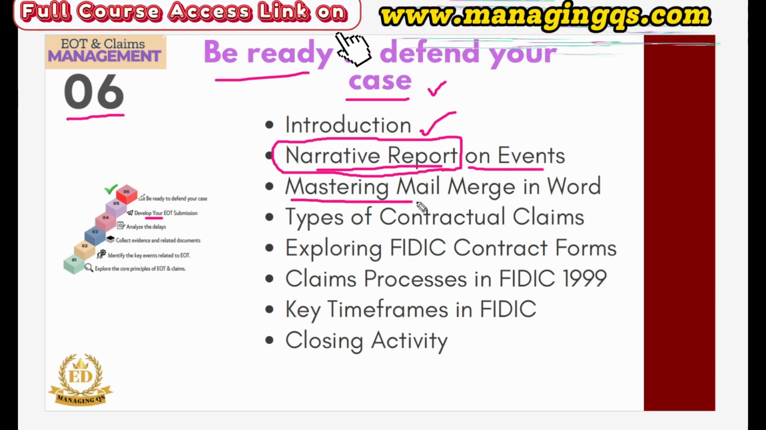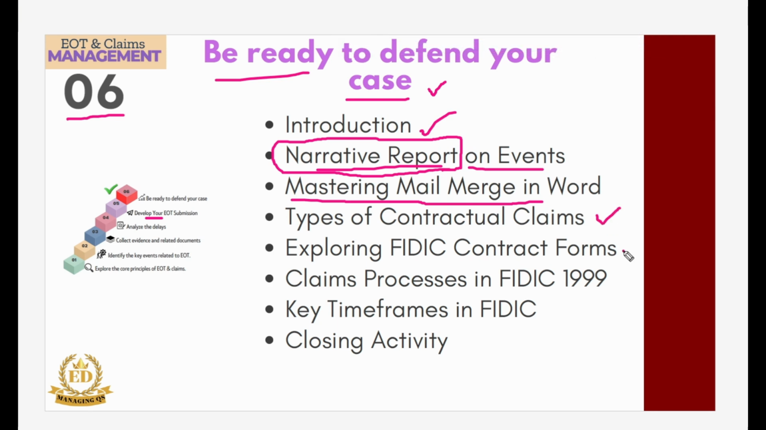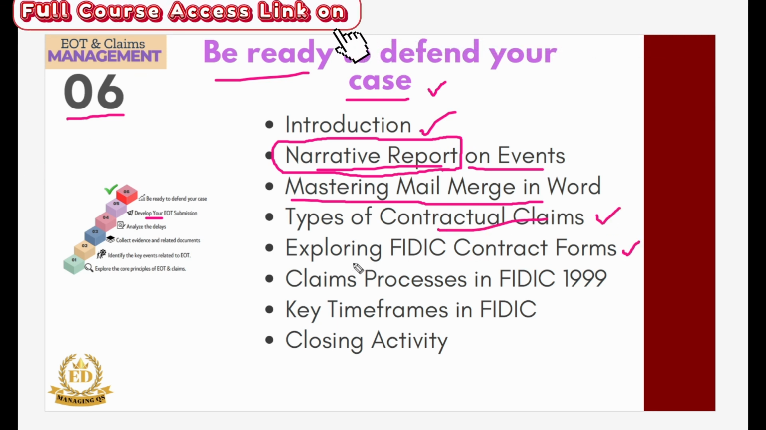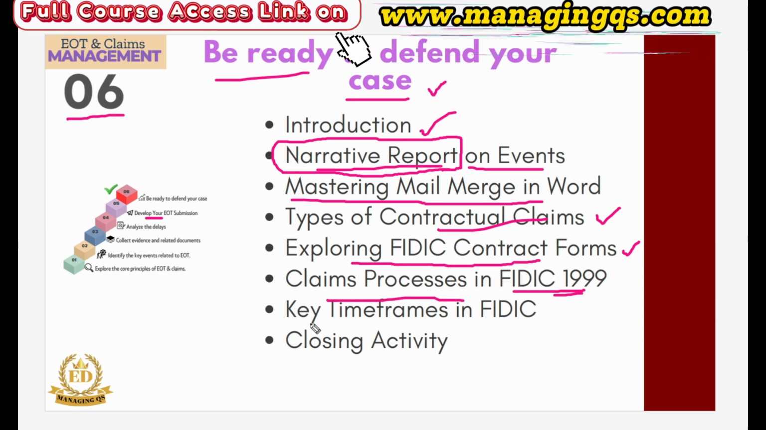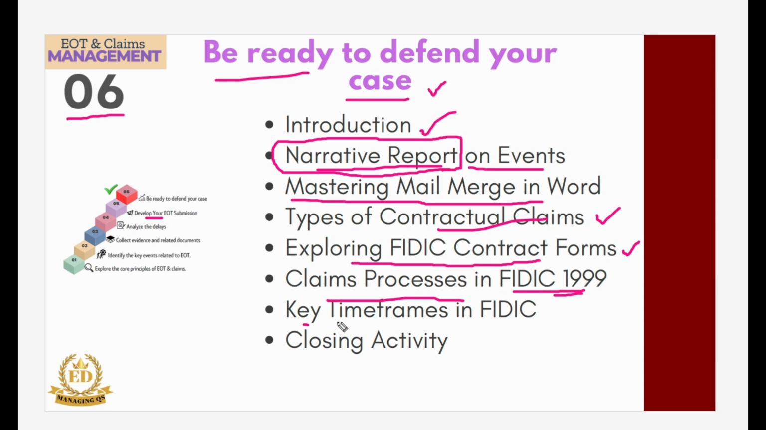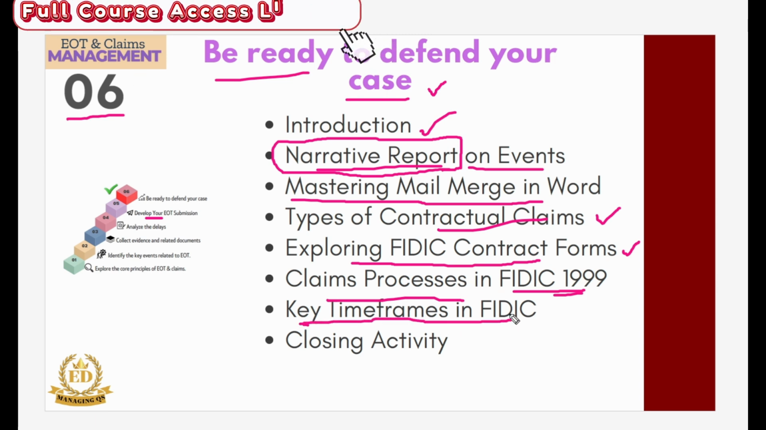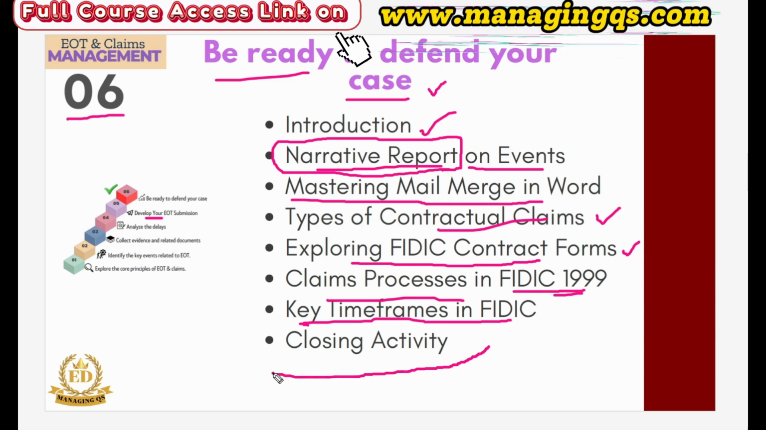Another thing is mastering mail merge in Word. Apart from this, there are some bonus sessions: the types of contractual claims, exploring the FIDIC contract form, the claim process under FIDIC 99, and some key time frames in the FIDIC conditions of contract. Finally, the closing activities. So these are the step number 6 key important items.